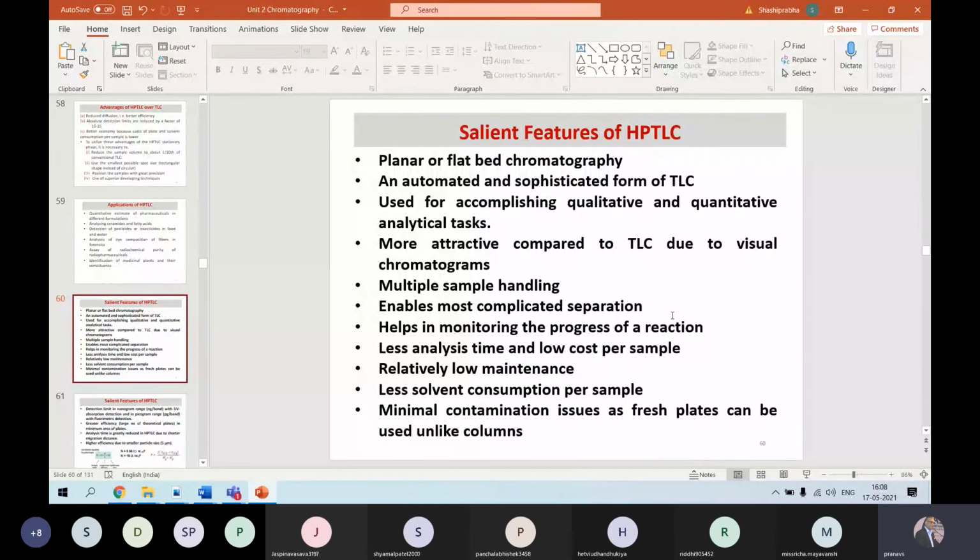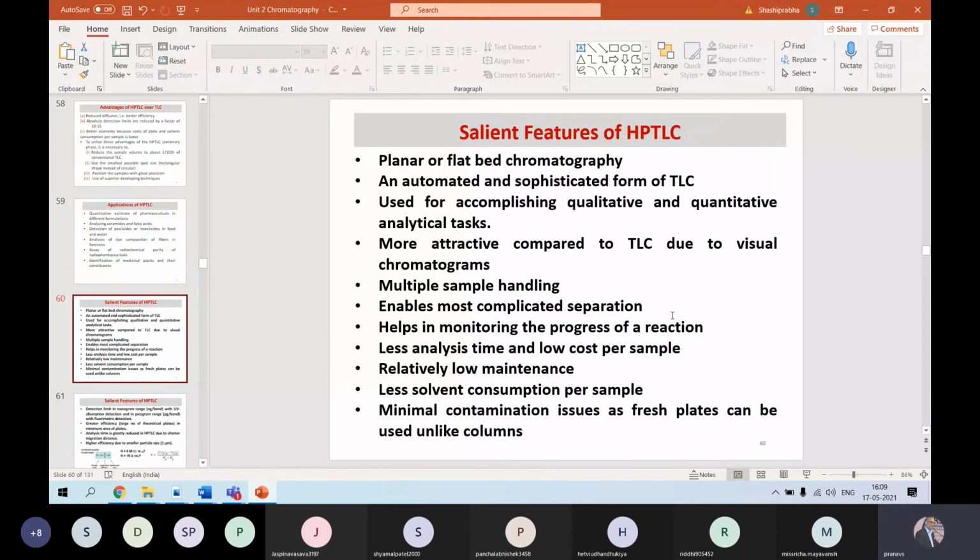Some of the salient features associated with HPTLC: one limitation, I would say, is that it is an open system. That is the biggest problem in HPTLC. You have an open TLC plate. Columns are always closed, right? So you don't get to know what is there. But here you can see everything happening in front of your eyes. And since this is an open system, naturally it is prone to more interferences, atmospheric interferences, which is not the case with those techniques which employ a column.